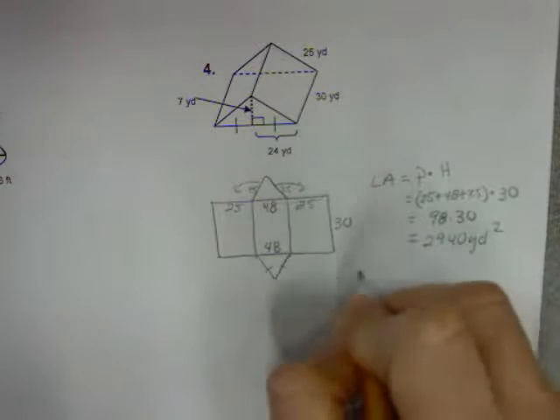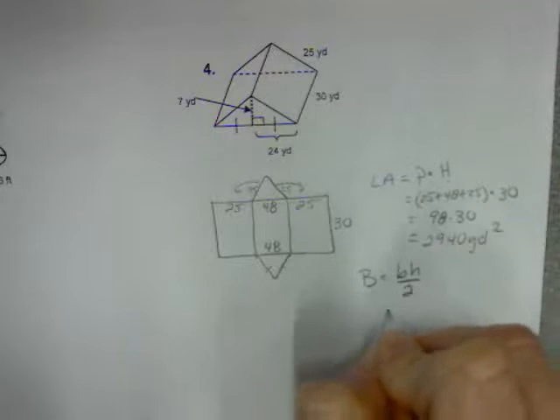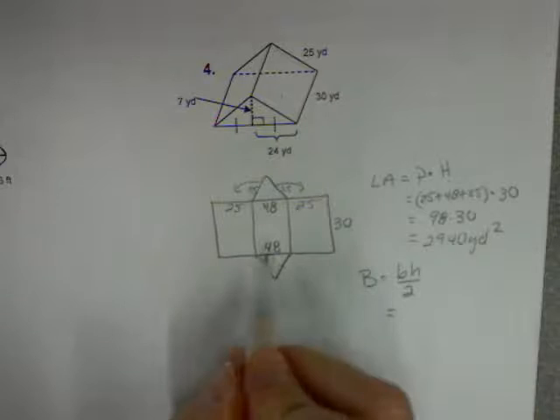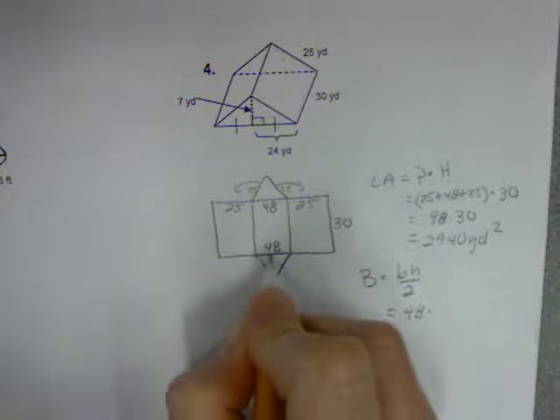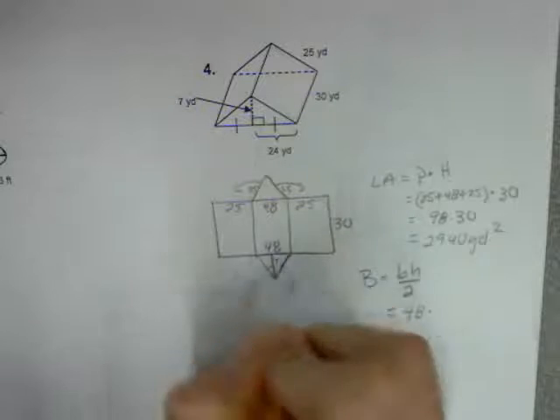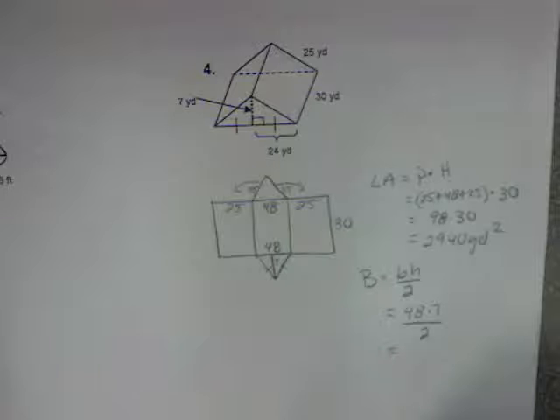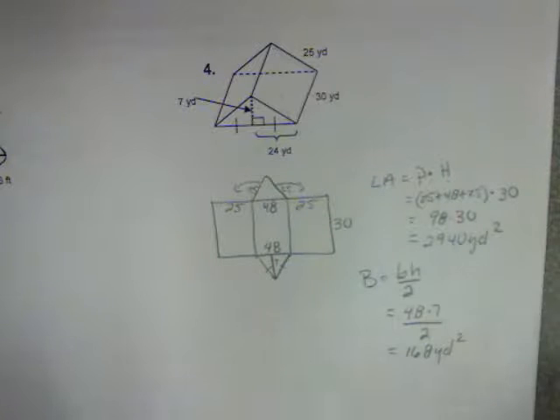Now we need the area of the base. The base in this case is a triangle, so base times height divided by 2 is the formula we will use. The base is 48. The height is this side right here, which on our main figure is 7. So we can do times 7 divided by 2. 48 times 7 divided by 2 is 168 yards squared.